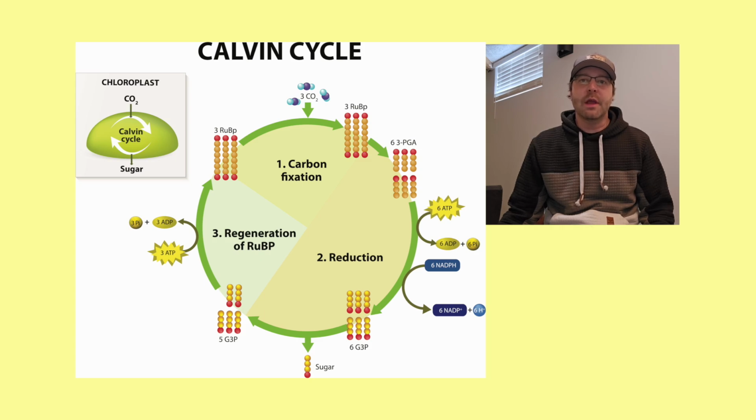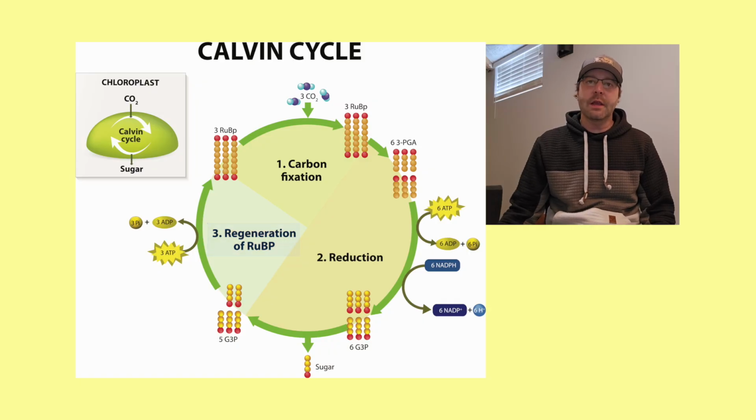So stage 3, the regeneration of RuBP. To keep the cycle operating, most of the G3P molecules are rearranged into RuBP using energy from ATP. This allows the cycle to continue capturing CO2.